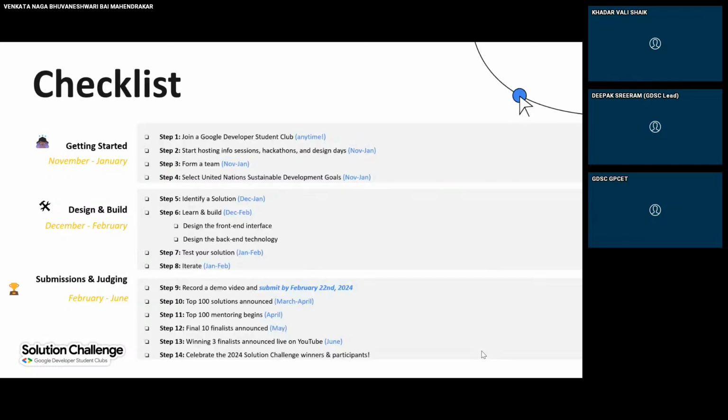Next slide. And checklist. Before getting started with the solution challenge, first you need to be a part of Developer Student Clubs. And also you need to attend info sessions and workshops like Android, Flutter and web development. Materials will also be provided to all the registered participants soon. In that material there will be week 1, week 2, what you need to learn and what you need to do. And at last there will be submissions, and submissions will be starting from January. I hope everyone will be busy with their exams, but you also need to maintain this parallelly.